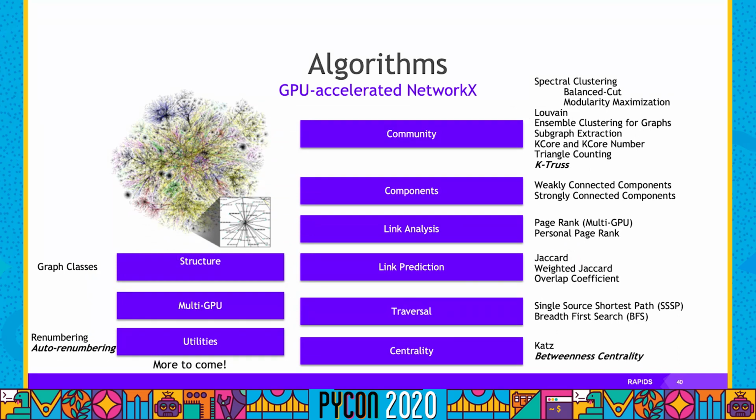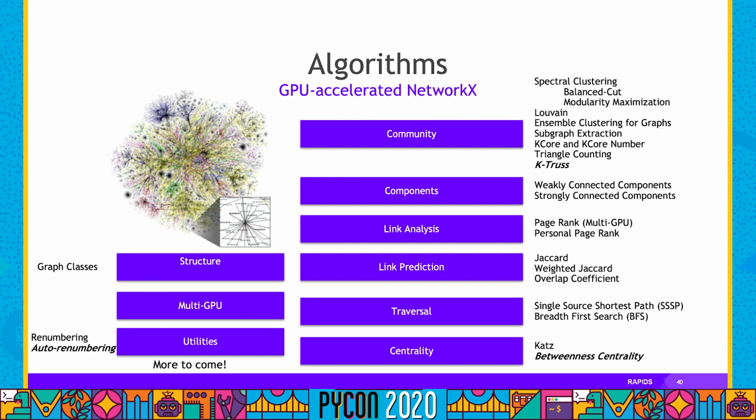What algorithms can we use in cuGraph? A lot. There are community-based algorithms, things like Louvain, K-truss, triangle counting, K-core. There's weakly and strongly connected components, link analysis with PageRank and personalized PageRank, link prediction, traversal, BFS and SSSP, different measures of centrality like Katz and betweenness, auto renumbering. Really, there are so many great algorithms here.